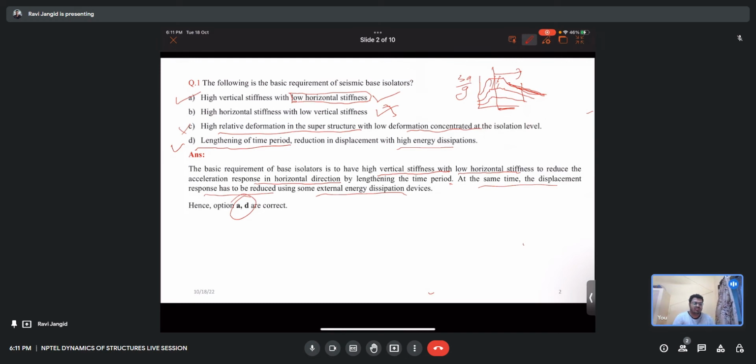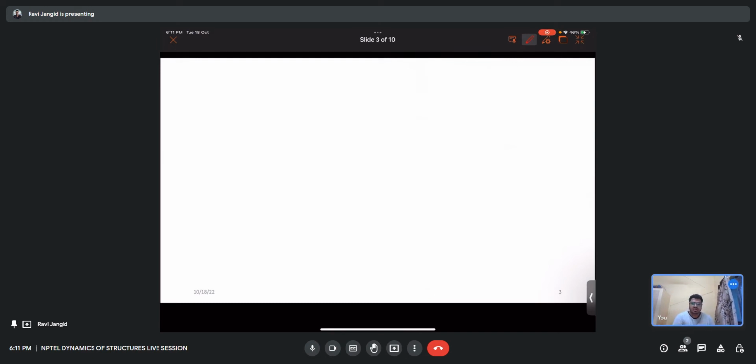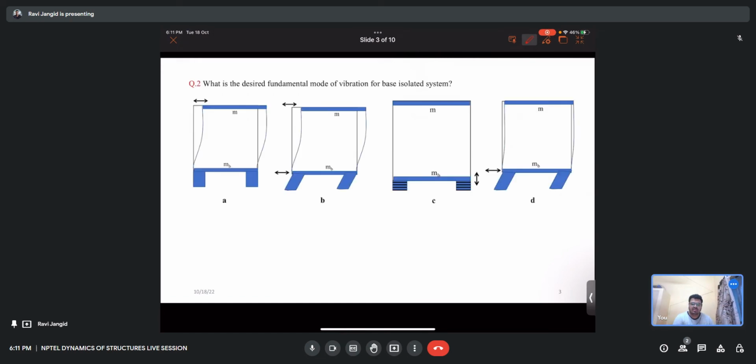Now let us go to another question: what is the desirable fundamental mode of vibration for the base isolated structure? You have been given a deflected shape of a building with isolators. These are the isolators. These two are the isolators.